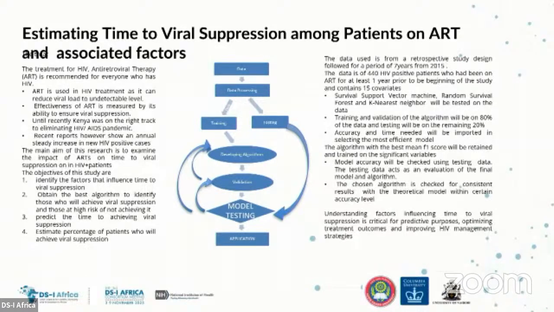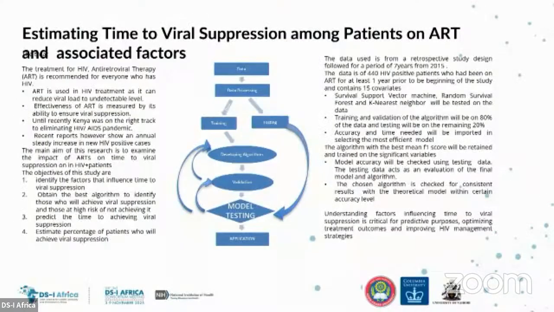I managed to do this using traditional statistical methods. Using that, I found that the estimated time to achieving viral suppression was 2 years for the data that I used, which was data from a county hospital in Kisumu, Kenya. It involved 440 patients followed for a period of 7 years, from 2015 to 2022. When we estimated using Kaplan-Meier and Cox proportional hazard models, we found that the mean time to achieving viral suppression once you are on ART is 2 years. Now I want to compare this estimate with the machine learning methods that I'm currently learning.